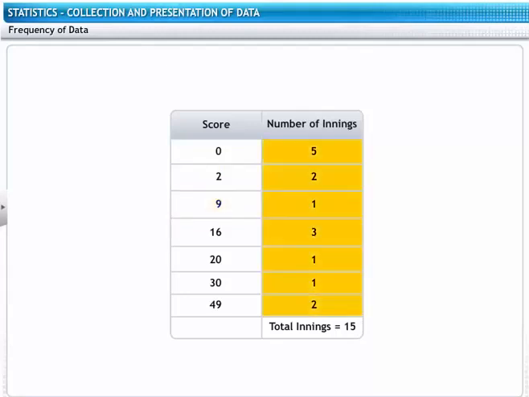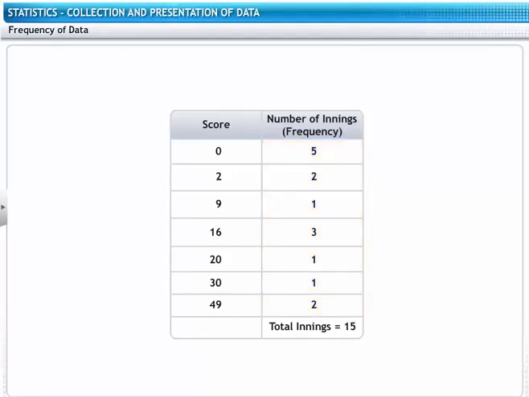Note the second column on this table shows the number of times a value occurs in the given data. This is called the frequency of that value of data. For example, here the frequency of 0 is 5 and the frequency of 16 is 3.